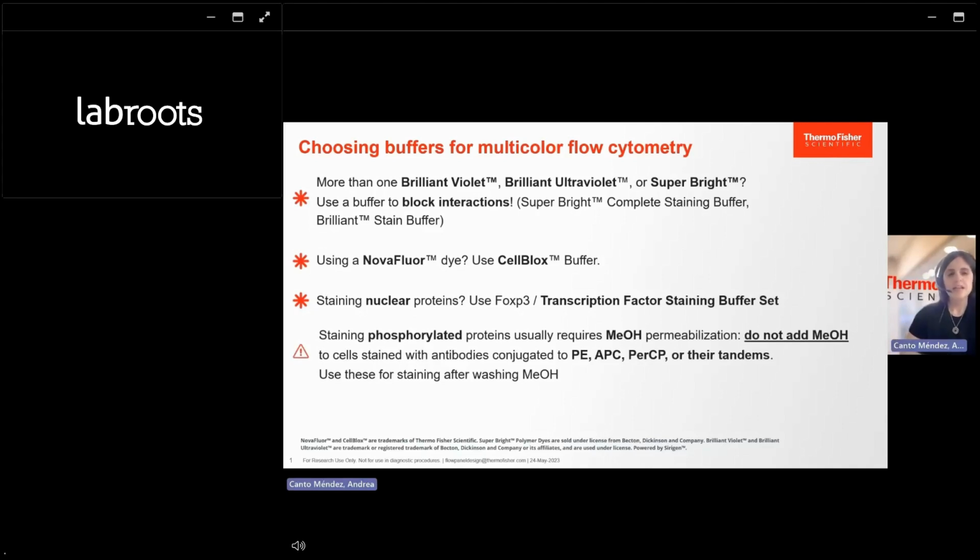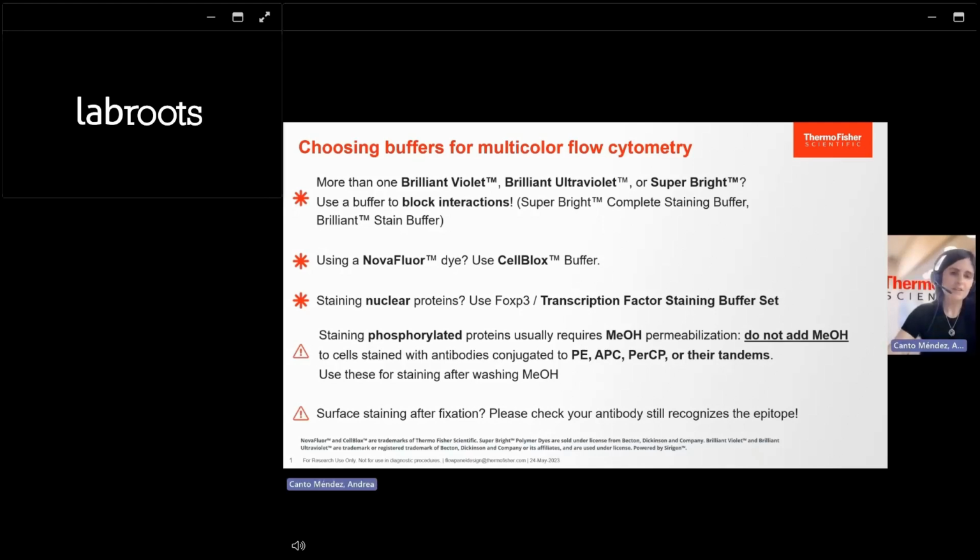Another consideration is that when we are staining for phosphorylated proteins, this usually requires methanol permeabilization. But it is very important to note that methanol destroys PE, APC, PerCP, and their tandems. Therefore, it is not possible to add methanol to cells that have been already stained with antibodies that are conjugated to PE, APC, PerCP, or any of their tandems. Instead, it is best to save these fluorochromes for staining cells after washing away all the methanol.